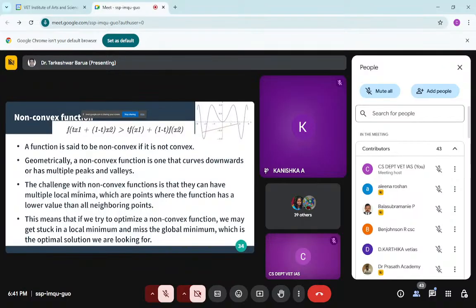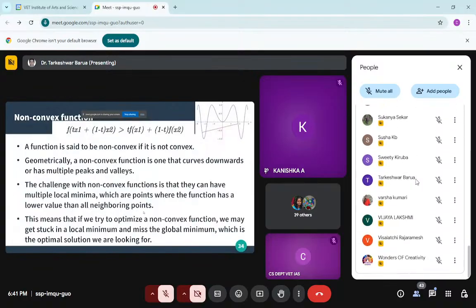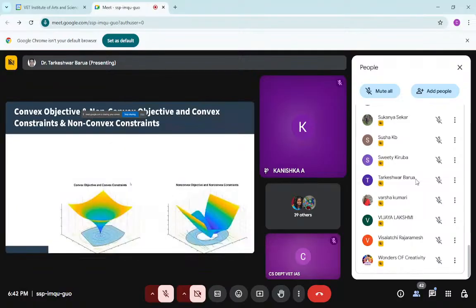The challenge with non-convex functions is that they can have multiple local minima, which are points where the function has a lower value than all neighboring points. That means if we try to optimize a non-convex function, we may get stuck in a local minimum and miss the global minimum. So, all right.